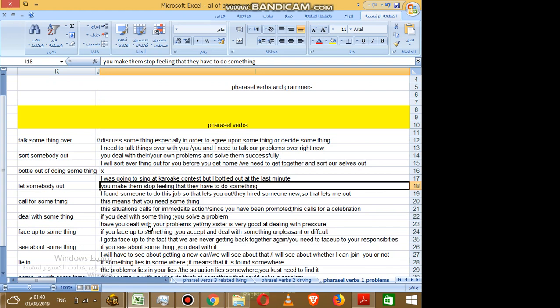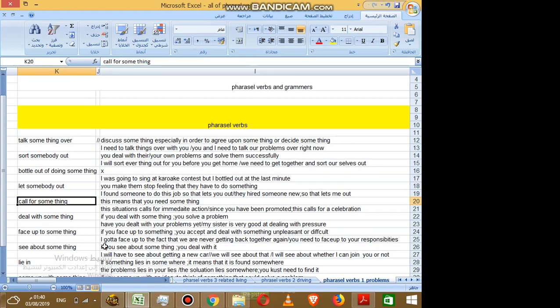Another one, call for something. Call for something means you need something. You need something to do. So, this situation calls for immediate action. Since you have been promoted, this calls for celebration. Calls for celebration, which means you need something to do like that.